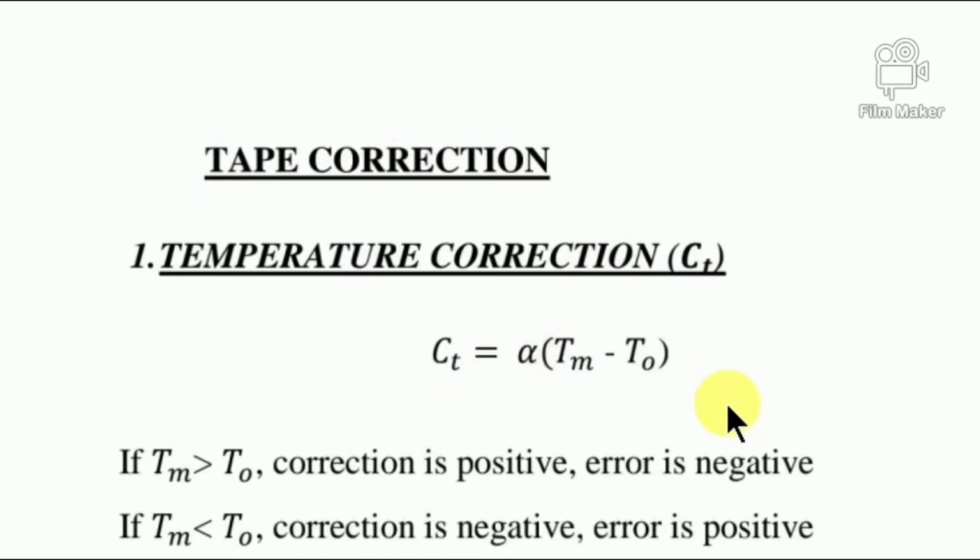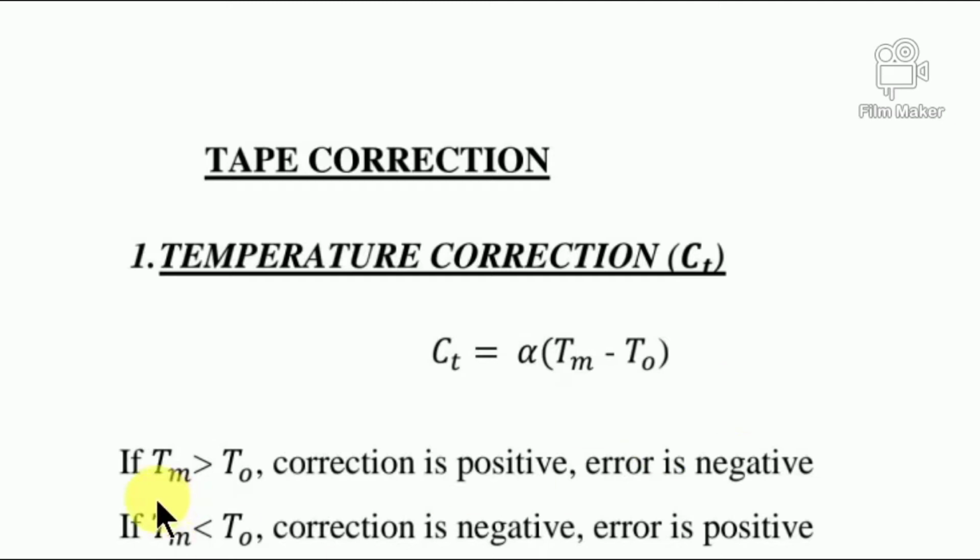Now let's see what each denotes. CT is our temperature correction. Alpha is the coefficient of thermal expansion. Tm is temperature during measurement in degrees centigrade or Celsius. T0 is temperature at which the tape was standardized in degrees centigrade or Celsius, and L is length of tape in meters. I forgot to write here, there will be one L, it is capital L, that will be the length of tape. So this is the formula for temperature correction. You can note down the important points.